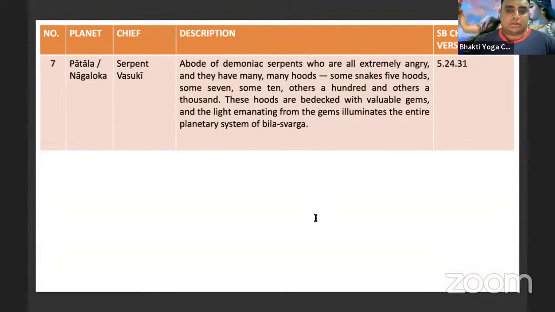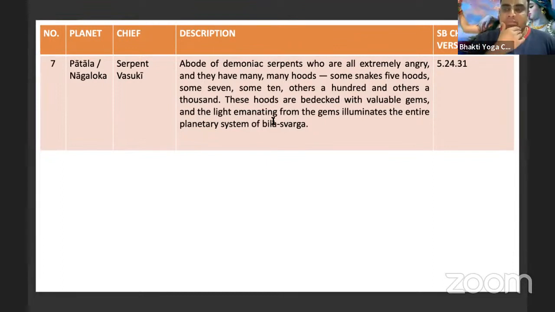Then the last or the lowest planet of the seven lower planetary systems is Patala, also known as Nagaloka. The chief of this planet is the serpent Vasuki. It's the abode of demoniac serpents who are all extremely angry, and they have many hoods. Some snakes have 5 hoods, some 7, some 10, others 100, and others 1,000. These hoods are bedecked with valuable gems, and the light emanating from the gems illuminates the entire planetary system of Bilaswarga.